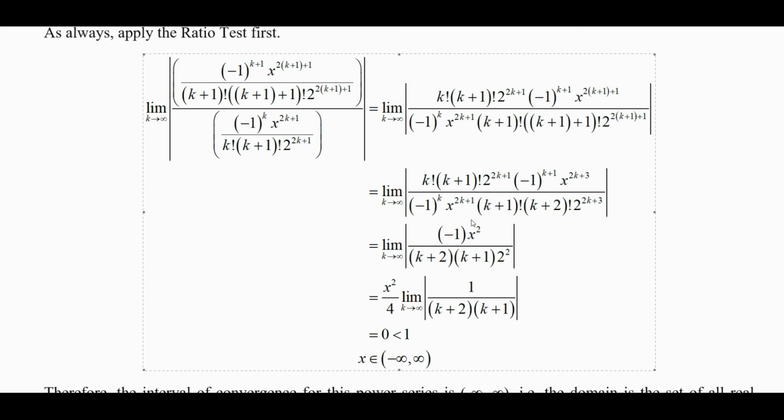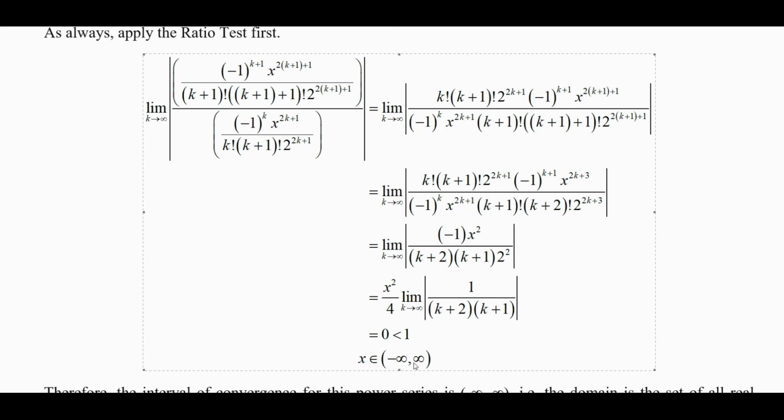And the only thing left are the x's. There are 2 more x's in the top than the bottom, so we get an x squared in the top. Now, the absolute value of x squared is x squared, and I can bring that out front. The absolute value of 4 is 4, so I can bring that out front, of course in the denominator. So we have absolute value of x squared over 4 out in front, and then I'm left with 1 over k plus 2 times k plus 1. That limit goes to 0 regardless of what's out front. So this limit is 0 all the time, and that's less than 1 no matter what the x is. And so this one converges for all the real numbers.